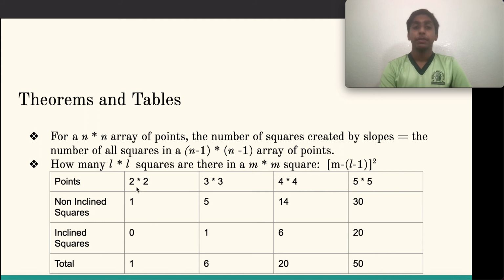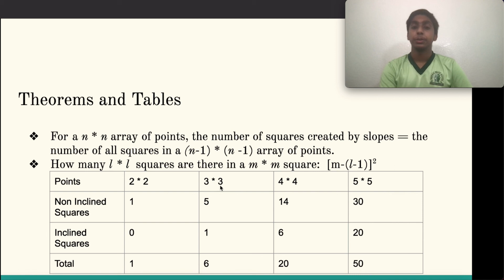So if they ask how many 2 times 2 squares there are, or in a square of 2 times 2, if we have an array of 2 times 2, how many non-inclined squares are there? There's 1. There's 0 inclined squares, and our total is 1. And so on. As you can see, I just filled out this table.